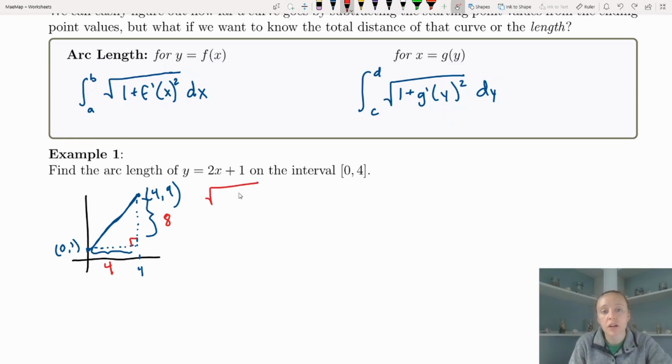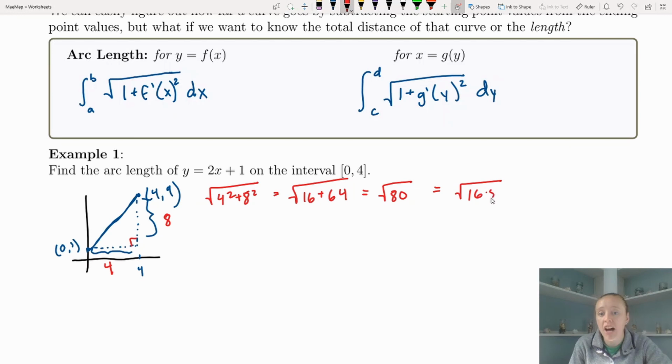So what is the square root of 4 squared plus 8 squared? 4 squared is 16 and 8 squared is 64. Adding those together, 64 plus 16 gives me the square root of 80. And 80 is equal to 16 times 5. Writing that with a perfect square inside, I'll simplify this down to 4 square root of 5 as the length of that curve, which, because it was linear, was fairly easy to do without using any formulas.